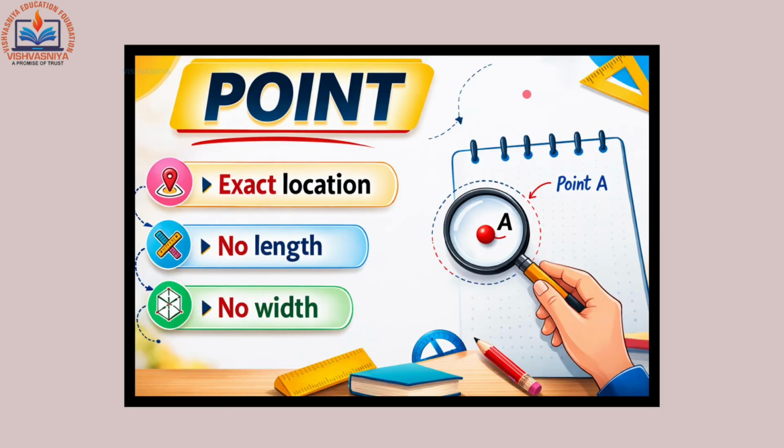The most basic element in geometry is a point. A point represents an exact location in space. It does not have length, width, or height. Points are usually represented by capital letters such as point A, point B, or point C.